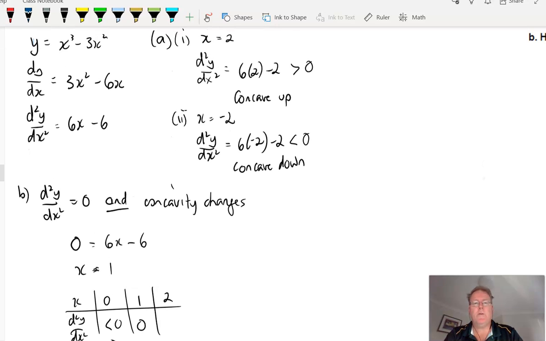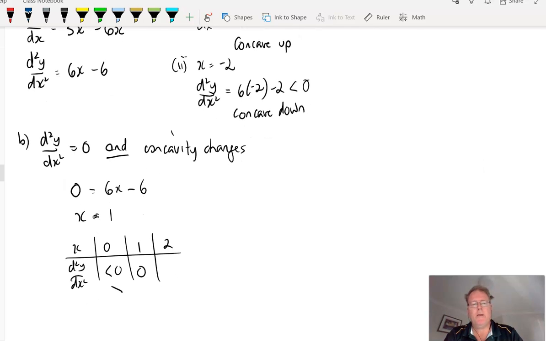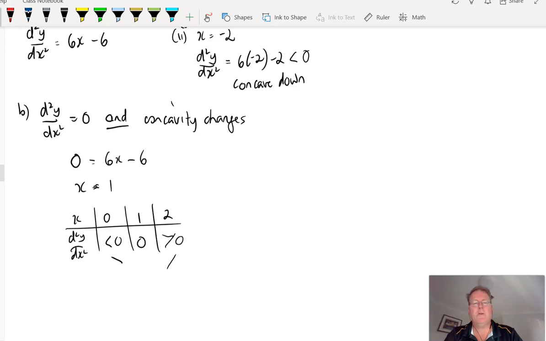So we have concave down, my apologies, less than 0. And then we've got 6 times 2 minus 6. Well, we already know that's positive, so that's greater than 0, I should put. So we've got a change in concavity. That's all we need to worry about.